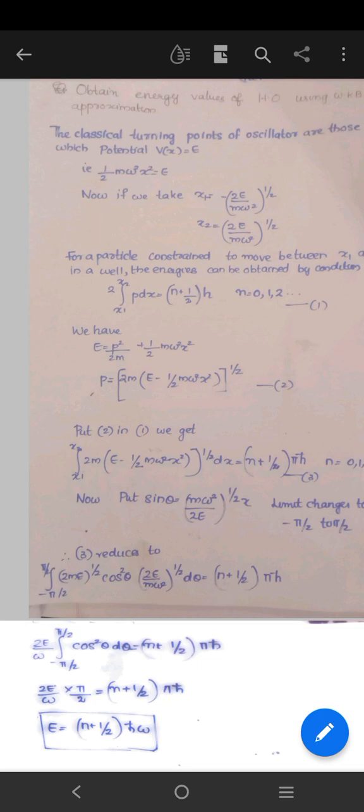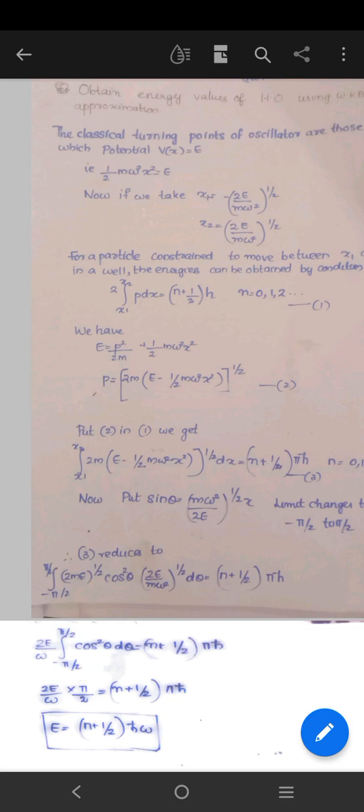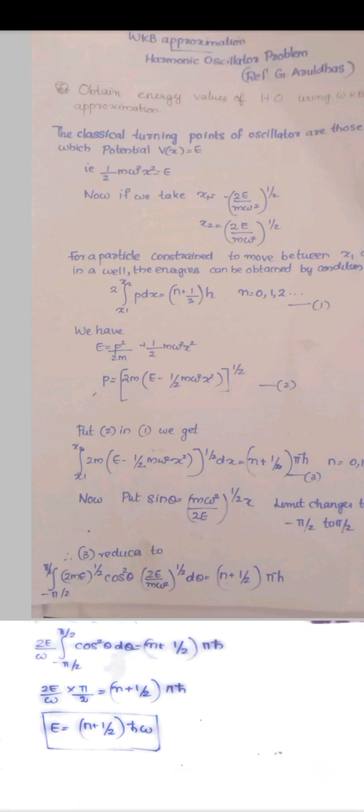So we could get 2E by omega. Integrating this term, obviously the integral from minus pi by 2 to pi by 2 of cos square theta is pi by 2. So we cancel the 2 and 2 here, and we get E pi by omega is equal to (n plus 1 by 2) pi h bar. Pi and pi can be cancelled from both sides. Solving for E, we get (n plus 1 by 2) h bar omega.